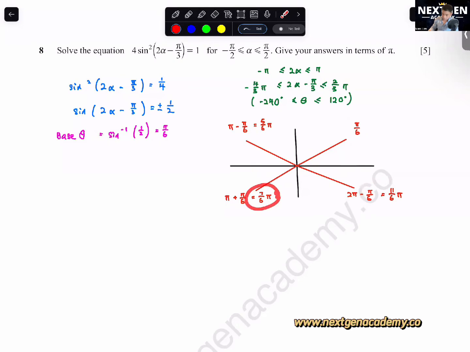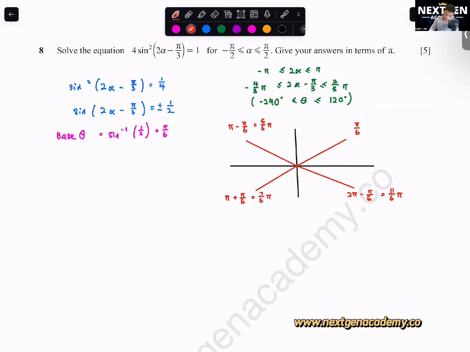This will be negative 5 over 6 pi because this is my second quadrant per se. Then my third quadrant will be here, negative 7 over 6 pi, and my fourth quadrant will be here, 11 over 6 pi. Got it? Okay, everyone understand what I am saying here?